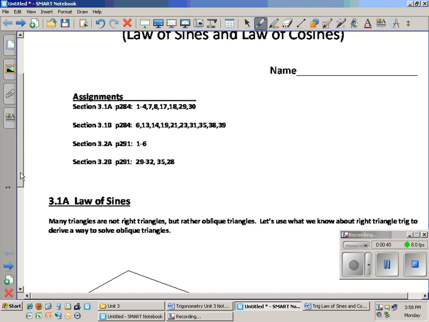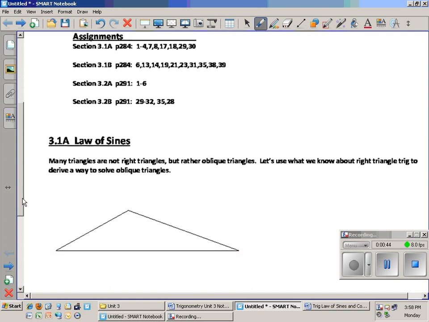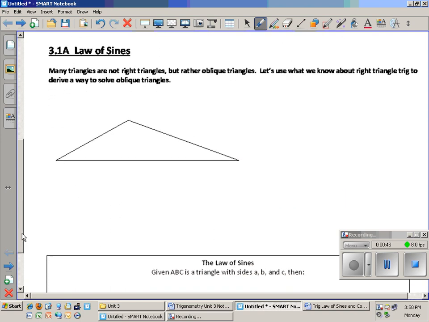You have long learned how to work with right triangles. We want to work with oblique triangles. So for this first video, I want to show you the law of sines and how it works out. We start with this first part. It says, many triangles are not right triangles, but rather oblique triangles. Let's use what we know about right triangle trig to derive a way to solve oblique triangles.